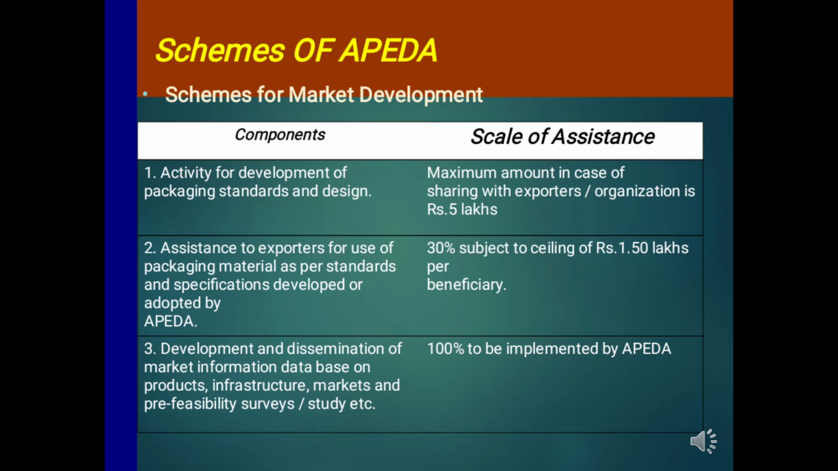Next we see about some schemes of the Agricultural and Processed Food Products Export Development Authority. First we see about the activity for the development of packaging standards and designs. The maximum amount in the case of sharing with exporters organization is rupees 5 lakhs. Assistance to exporters for the use of packaging material as per standards and specifications adopted by the Agricultural and Processed Food Products Export Development Authority. 30% is beneficiary share.